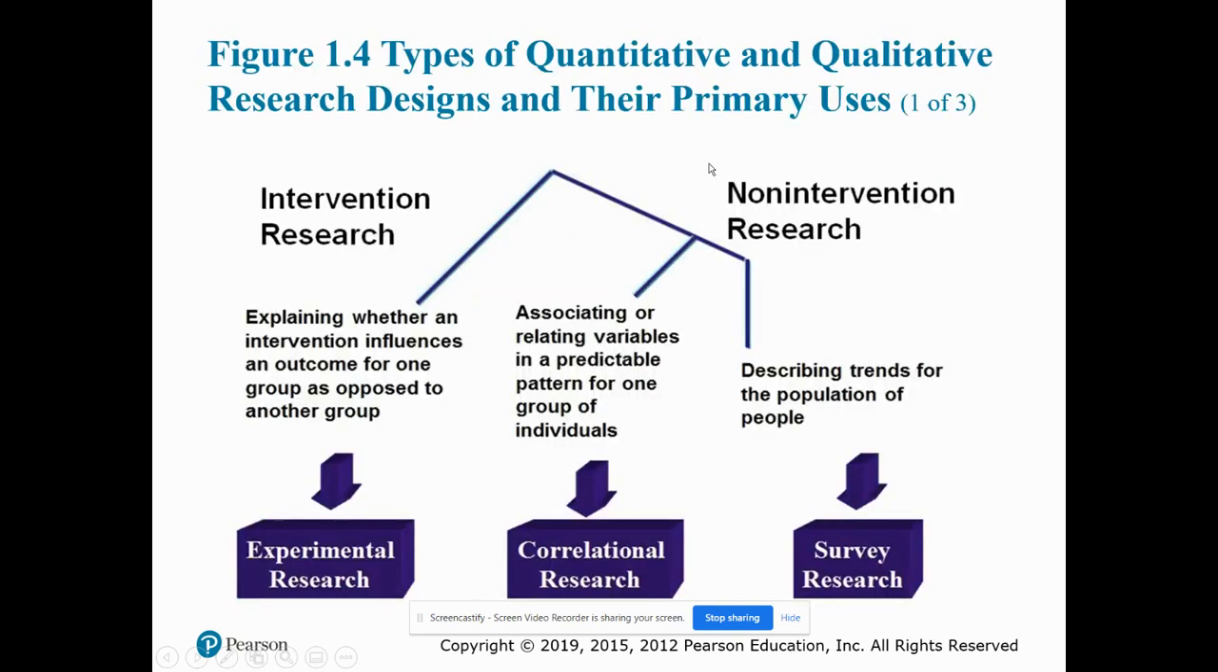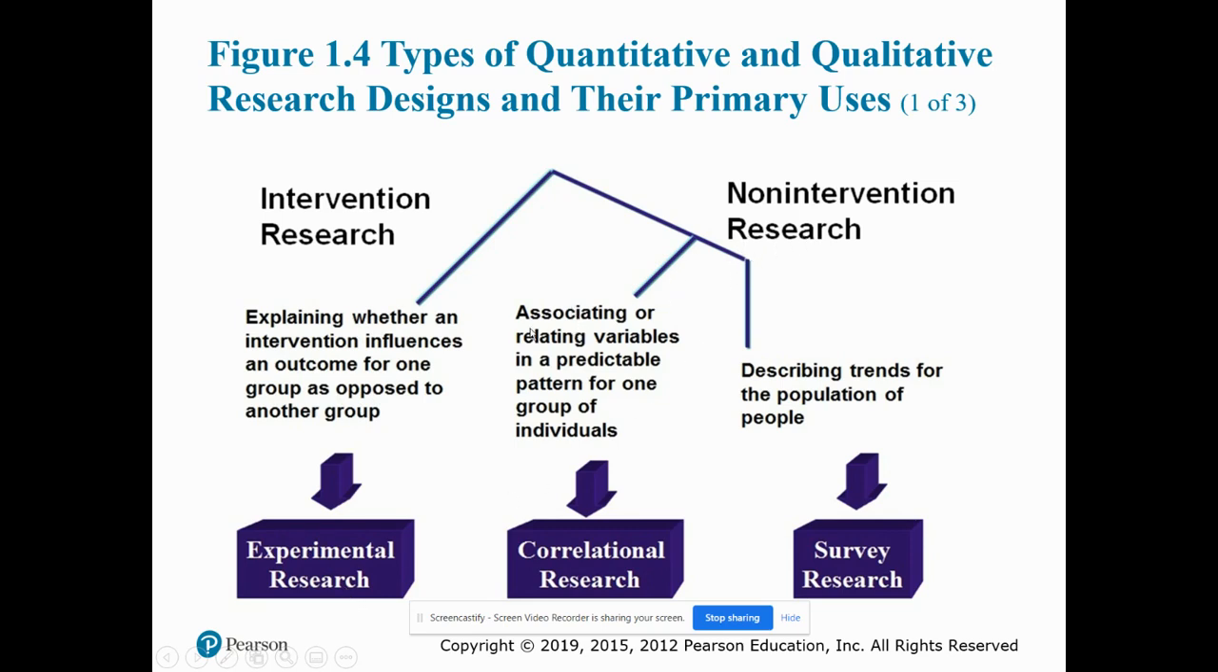So, there's types of quantitative and qualitative research designs, and they have primary uses. There's intervention research and non-intervention research. And then you can see that this intervention side explains whether an intervention influences an outcome for one group as opposed to another group. So that's going to be your experimental research.